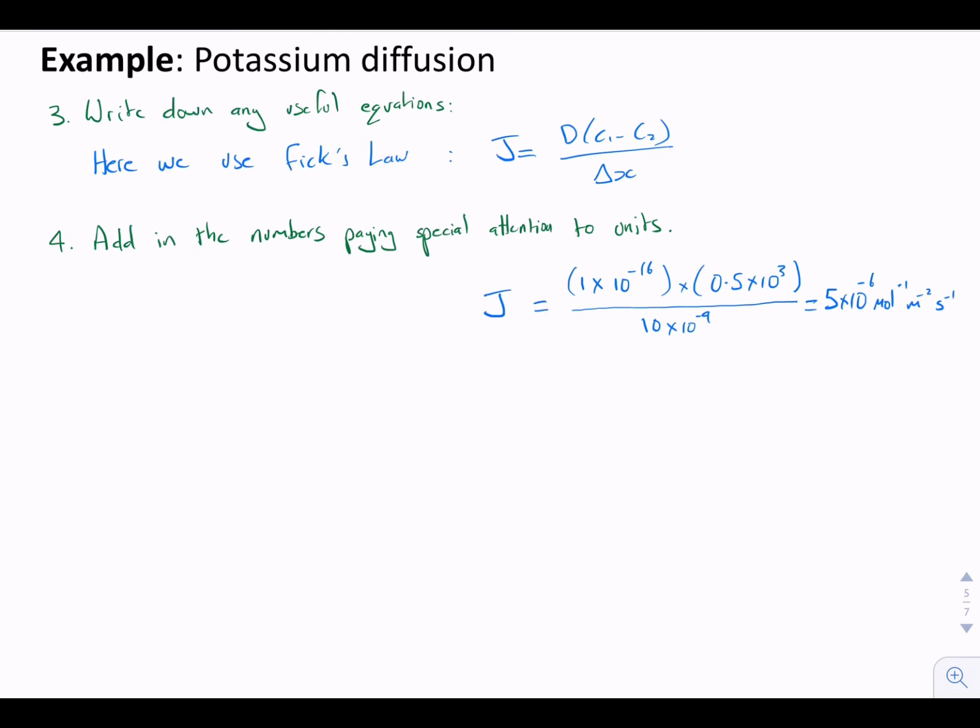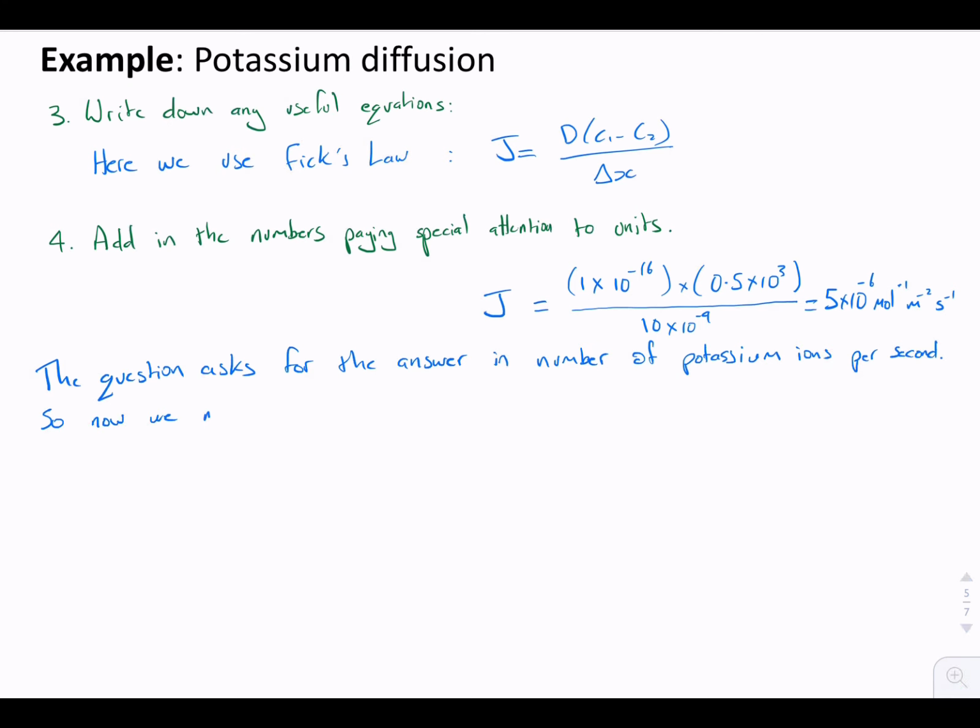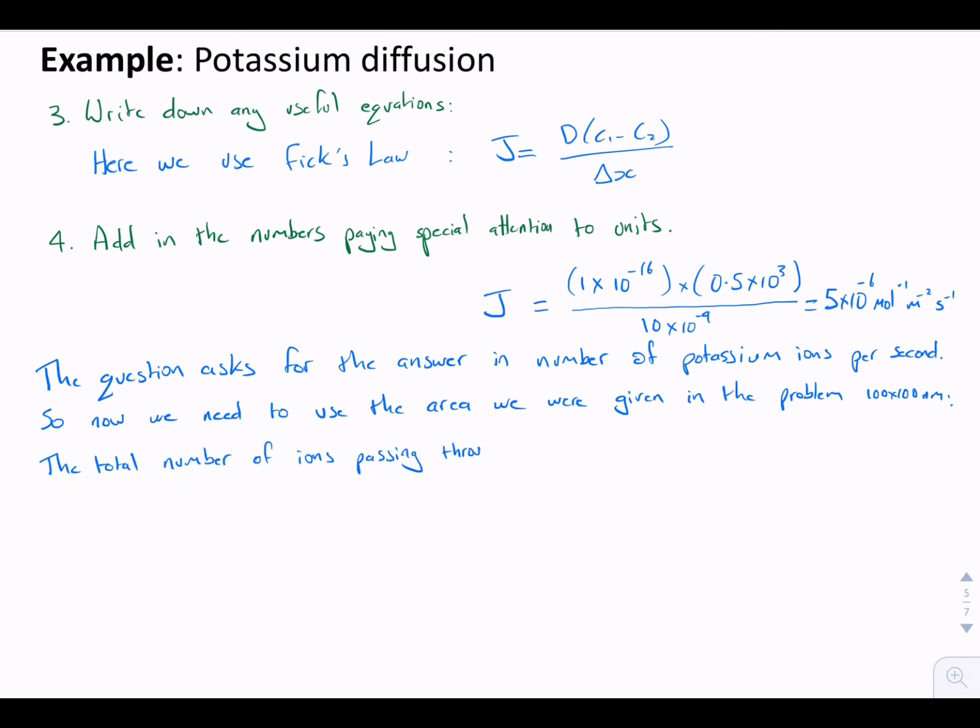Now, reading the question carefully, it asks us for the number of potassium ions per second. What we've got here is not the number of potassium ions per second. We've got per unit area, and it's in moles. So now we need to use the area that we were given in the problem, which was 100 by 100 nanometers, and work out the total number of ions passing through this area.